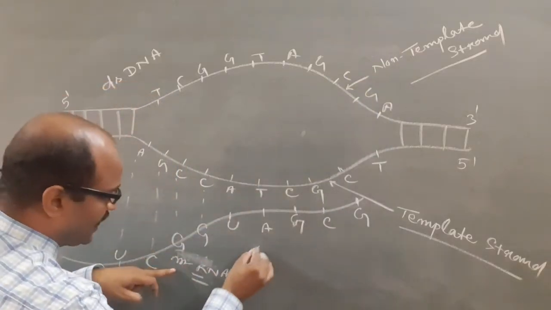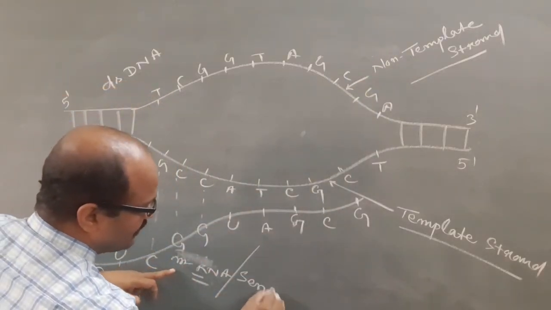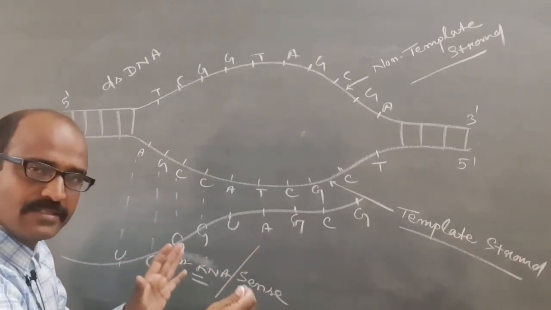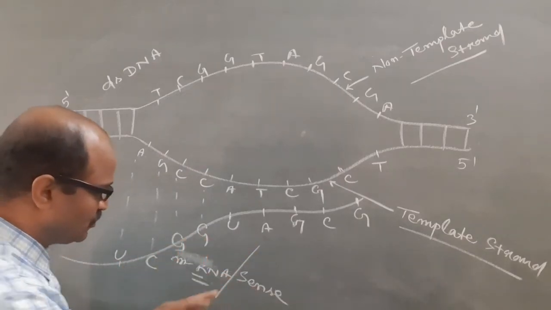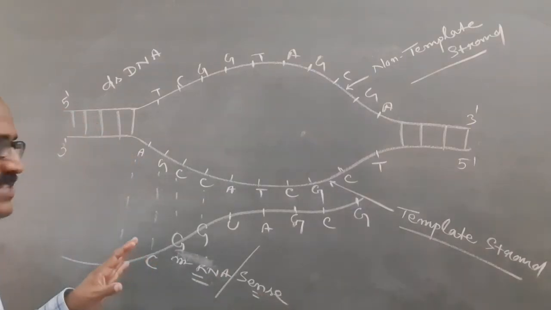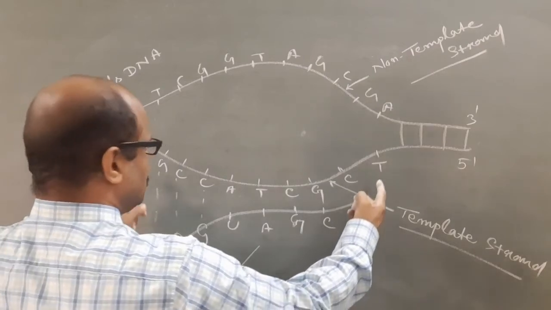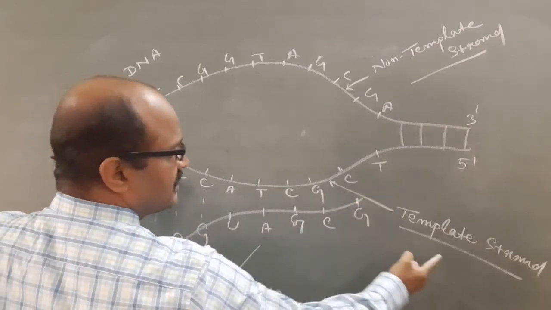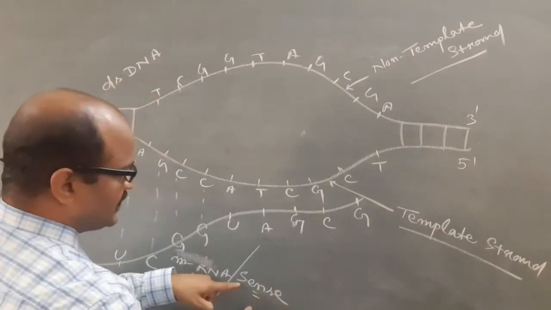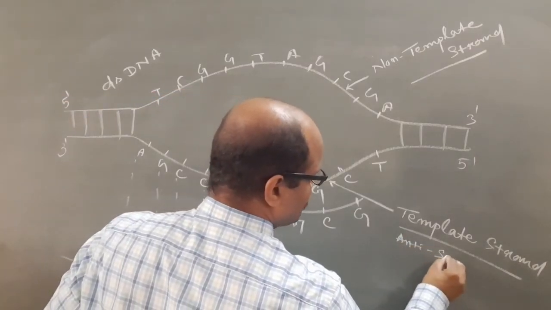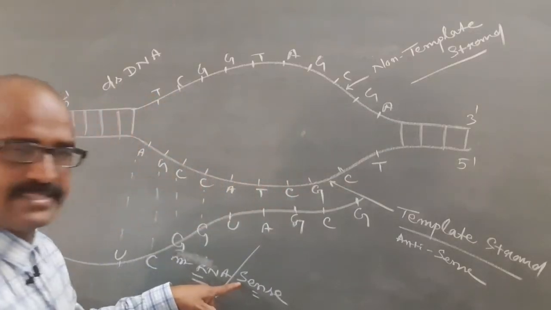Suppose this is the RNA having the sense sequence. That's why it participates in the translation process. So this is known as the sense RNA, and this sequence, which is complementary to the template strand, is known as antisense. This is the antisense.